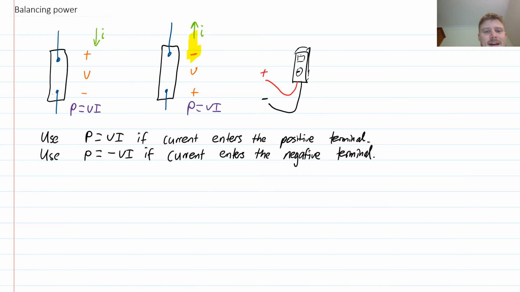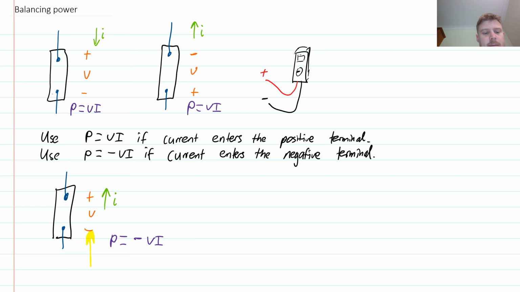If I draw my circuit element and I put the polarities this way around, so I have my voltage like this, but I have my current going up the page, then I see here the current going upwards approaches from the bottom and enters the negative terminal first. So in this case, I would use P equals minus VI.